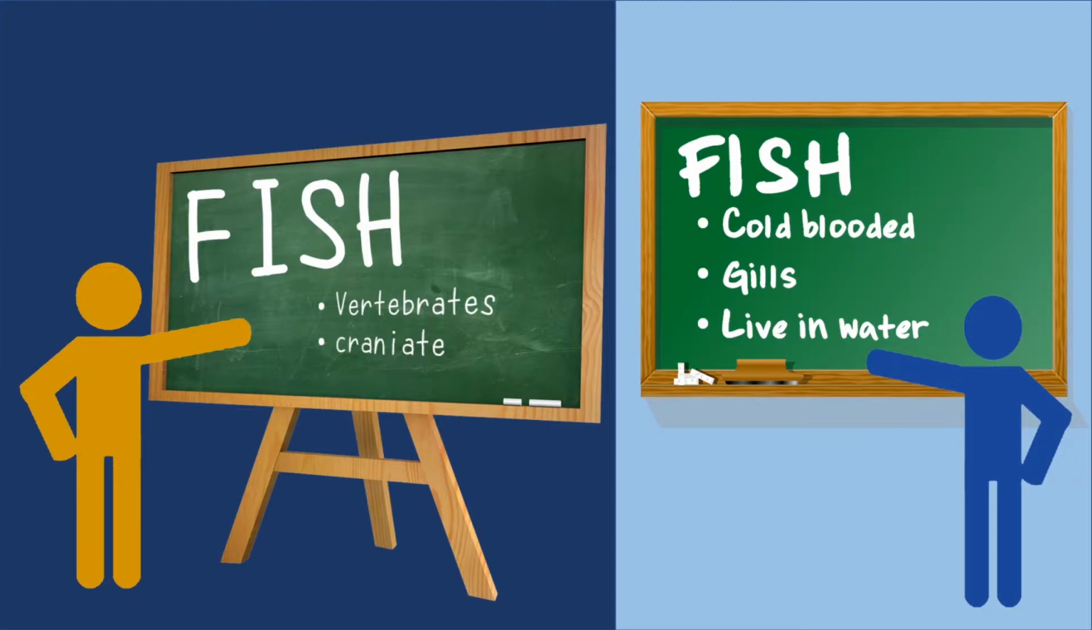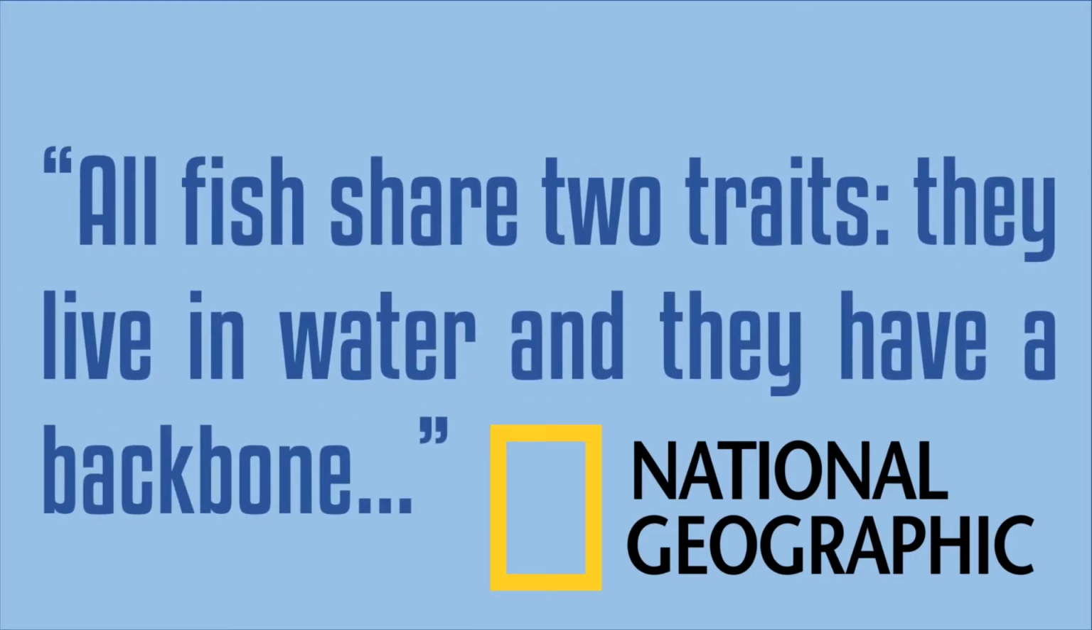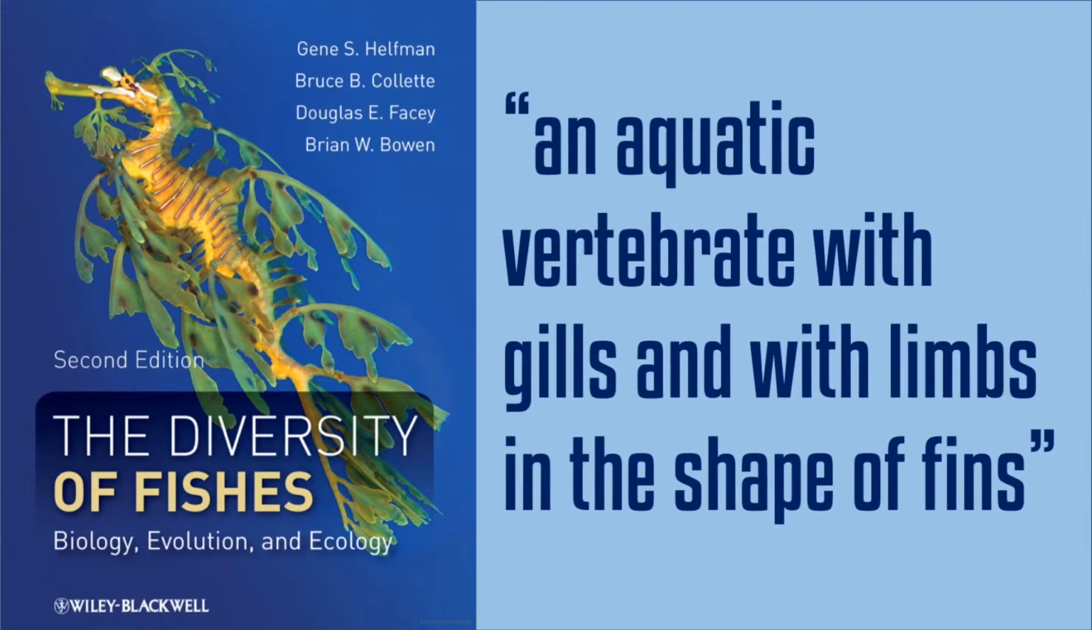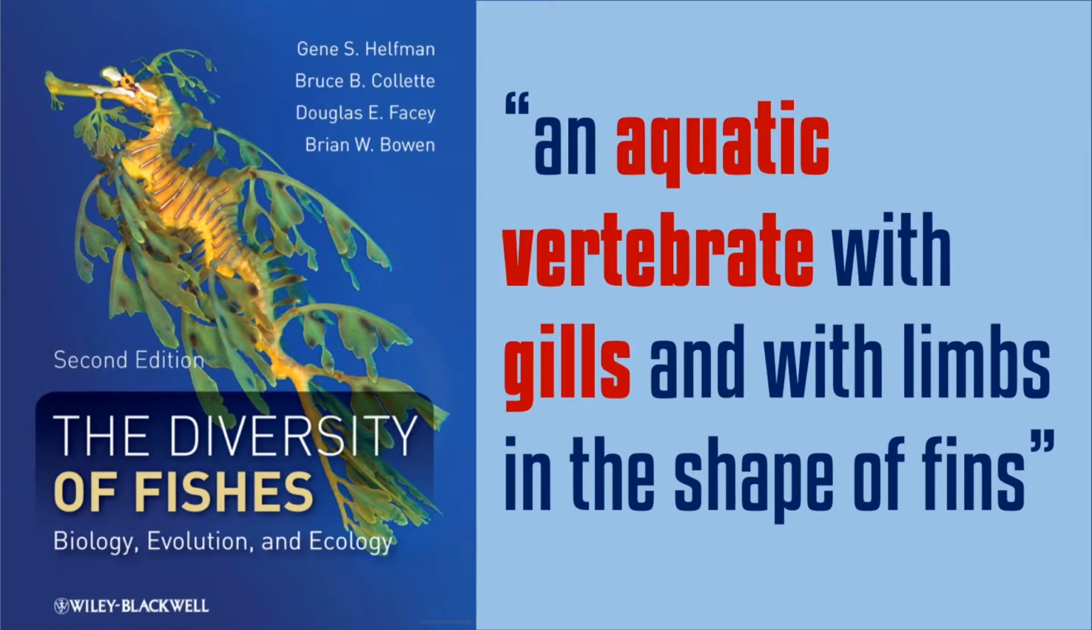Depending on who you go to, you'll get definitions of fish that vary in how specific or how general they are. It's hard to find official criteria. National Geographic, for instance, states on their website that all fish share two traits: they live in water and they have a backbone. So based on this definition, there's two traits that make a fish. The Diversity of Fishes, a textbook, is a bit more specific, explaining that a fish is an aquatic vertebrate with gills and with limbs in the shape of fins. So here we went from 2 to 1, 2, 3, 4 criteria.